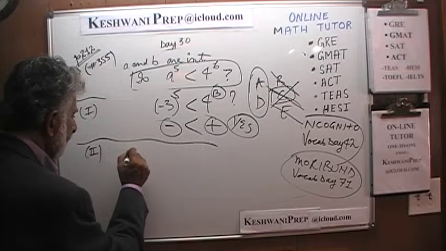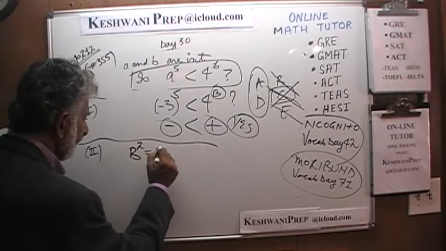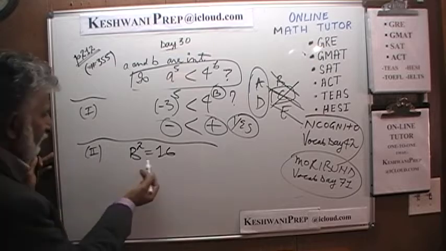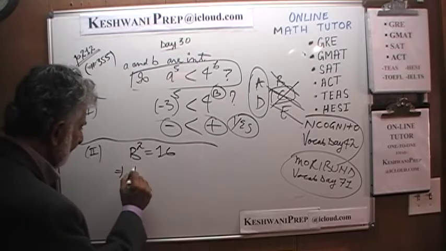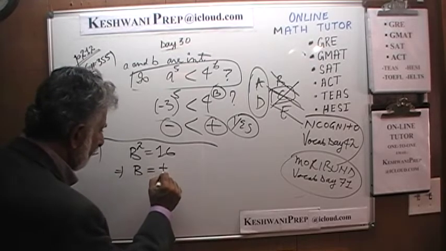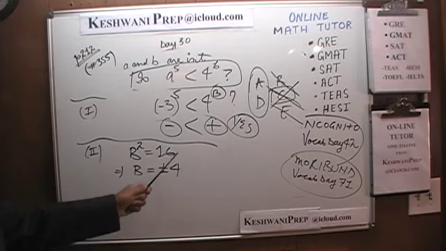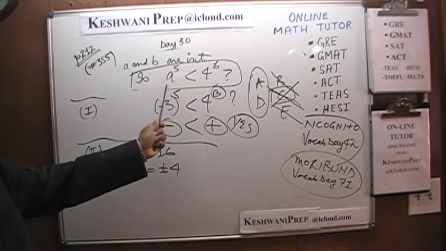In the second statement they tell us that B squared is 16. So pay attention again. If B squared is 16, that tells us that B is either a positive 4 or a negative 4. But that by itself is not enough for us to determine what this is.